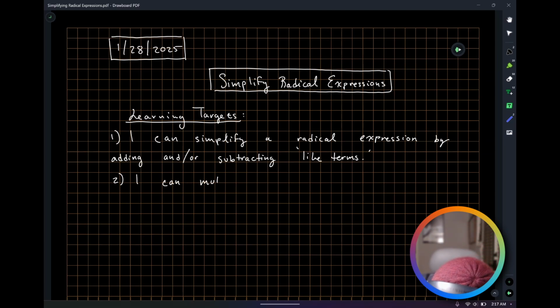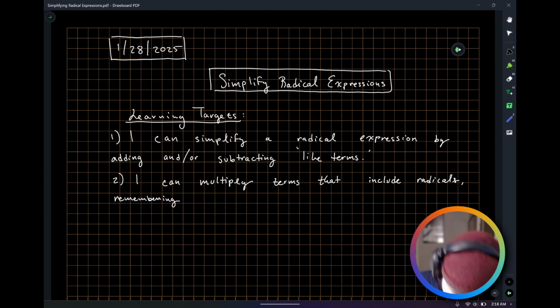And then the second learning target: I can multiply terms that include radicals. Remembering, this is what I'm going to point out, remembering to simplify early and often. Alright.